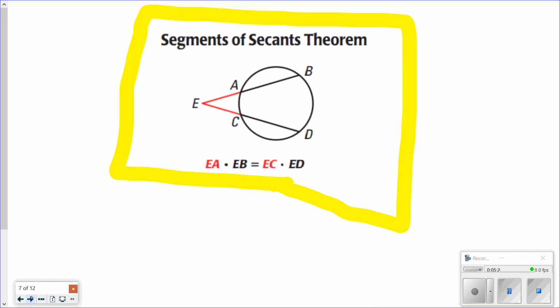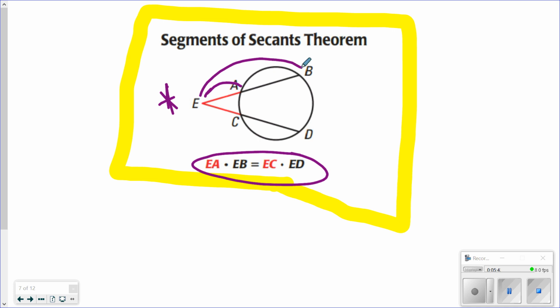So the next equation that we want to make sure we draw the picture out, as well as write out, is the segments of a secant theorem. The segments of a secant theorem just states that AB times EB is equal to EC times ED. So the outside part times the entire segment length is equal to this outside part times this entire length.